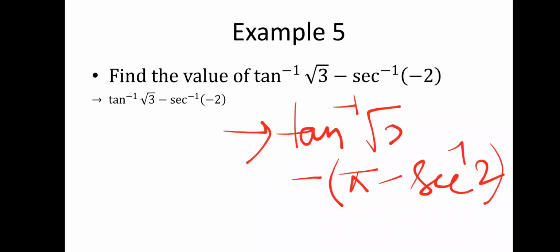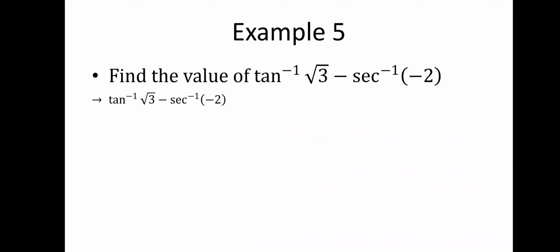So I have just skipped this step and gone to the next step directly, just to make you understand that sec inverse minus 2 can be written as pi minus sec inverse 2. So once I write this, the minus multiplied, it becomes tan inverse root 3 minus pi plus sec inverse 2. Fine. I think this is clear.